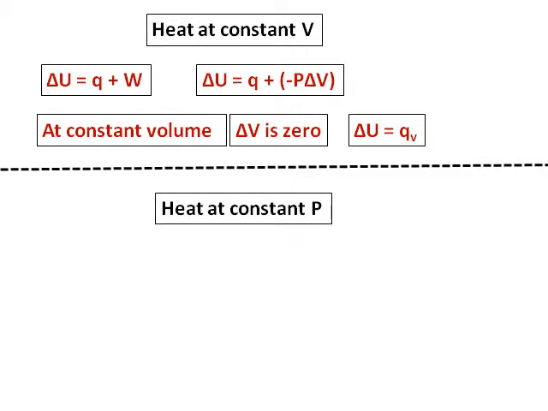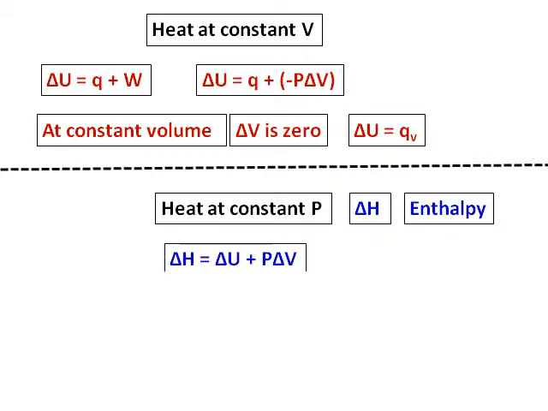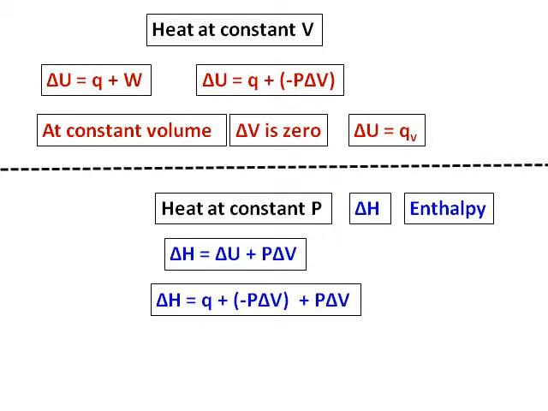Now the next one, heat at constant pressure. Heat at constant pressure is given the special name delta H, and we call it the change in enthalpy. H is the enthalpy, delta H is the change in enthalpy. That's defined as delta H equals delta U plus P delta V. For the delta U, let's substitute Q plus negative P delta V, because that's the value of the internal energy. Both the P delta V terms get cancelled, and what I get is delta H equals QP. Or I can say that the change in enthalpy is the heat released or absorbed, depending on the sign, at constant pressure.